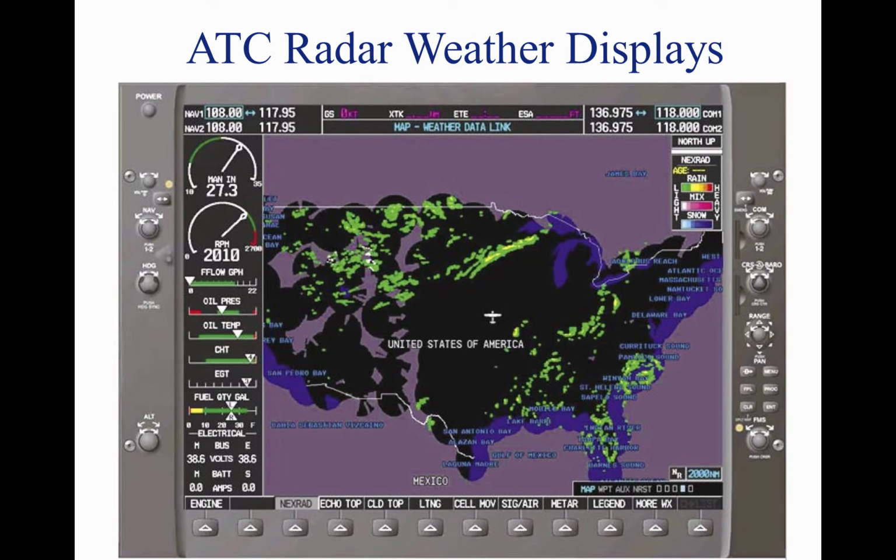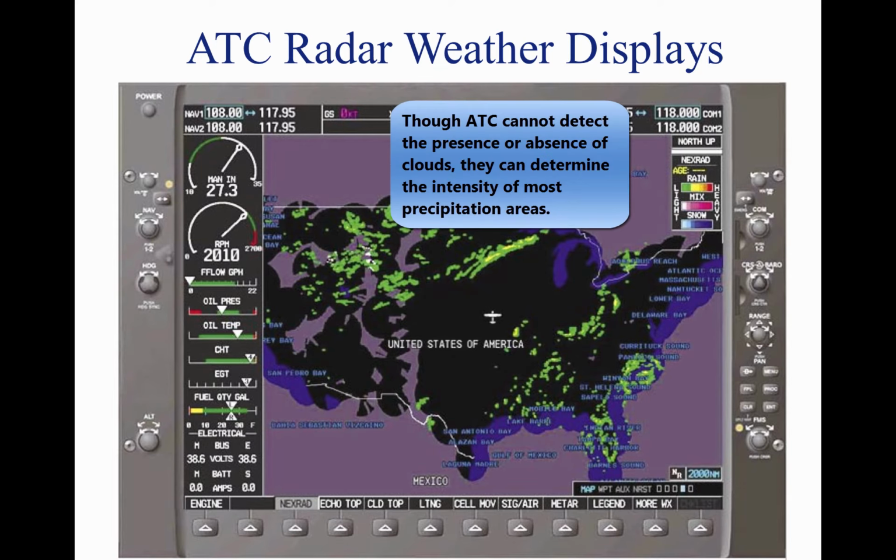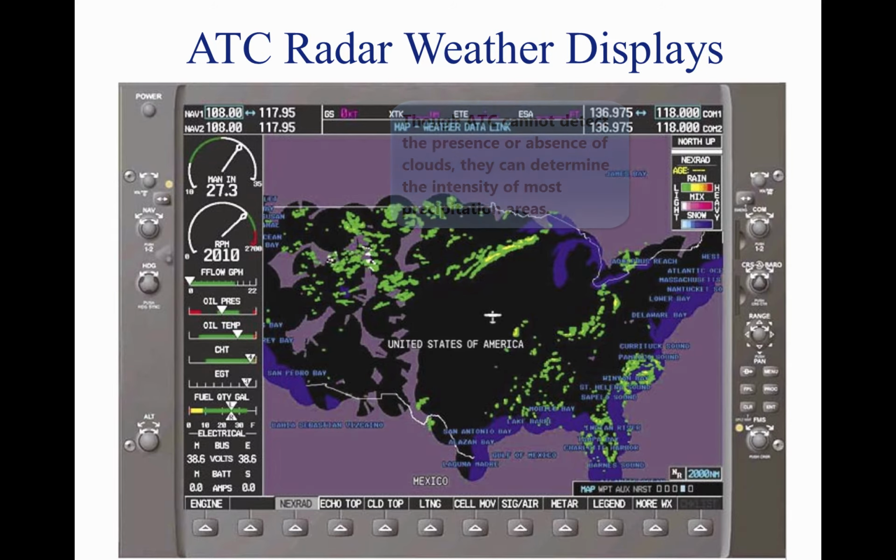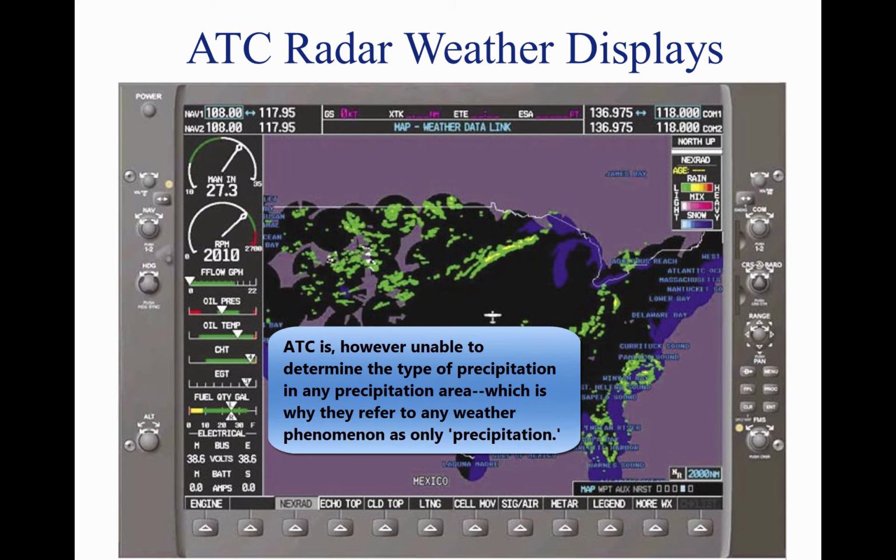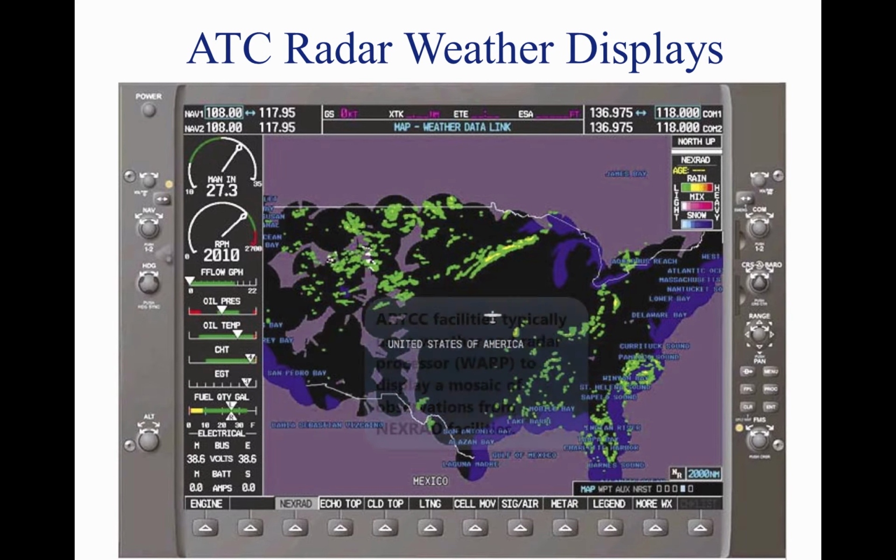Although ATC systems cannot always detect the presence or absence of clouds, they can often determine the intensity of a precipitation area, but the specific character of that area, snow, rain, hail, virga, etc., cannot be determined. For this reason, ATC refers to all weather areas displayed on ATC radar scopes as precipitation.